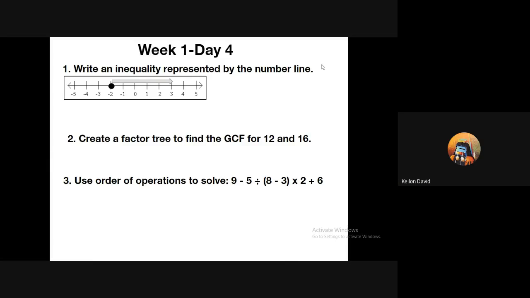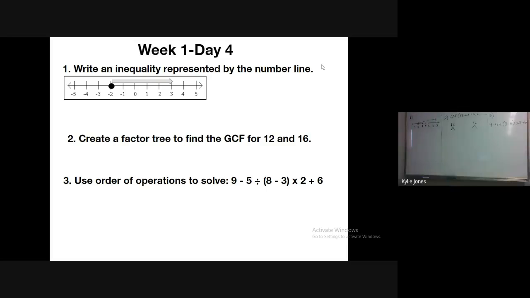Miss Jones, do you subtract or add first? When you're at only addition and subtraction left, just go from left to right. So start at the left and then go all the way across.